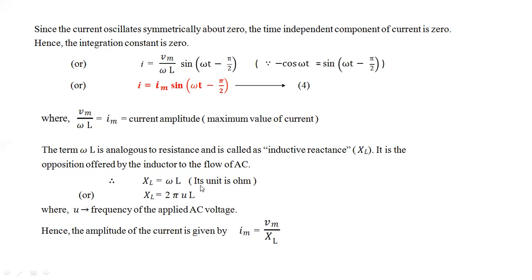XL is nothing but your inductive reactance, and it is always equal to omega L. Hence I can express Im as Vm upon XL. So you remember, XL is your inductive reactance, always equal to omega L, where omega is equal to 2 pi mu. So XL is equal to 2 pi mu L. Always remember this.